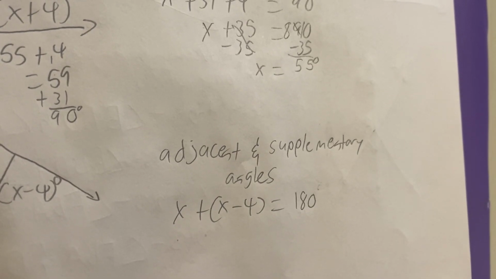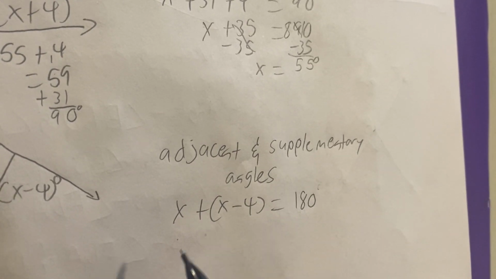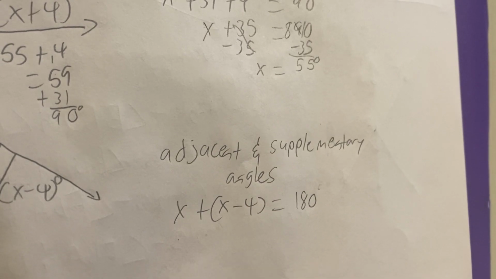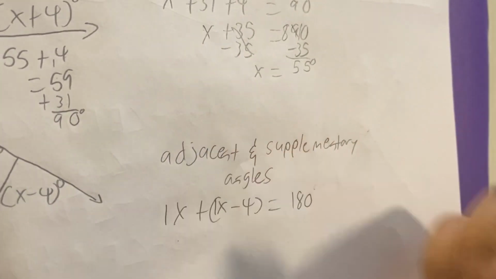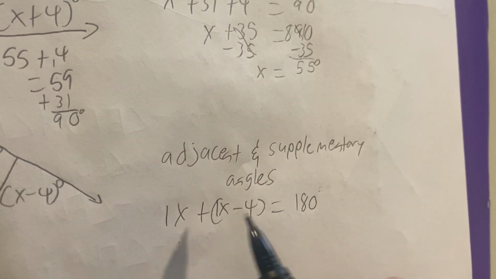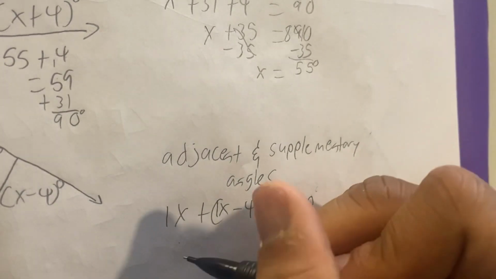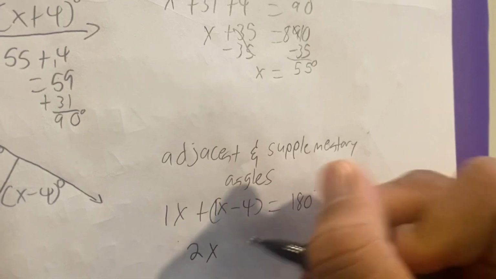And if you remember, what secret number is in front of the x? When we just see x, there's always an invisible number there. And that number is 1. So what is 1x plus 1x? That's going to equal 2x minus 4.